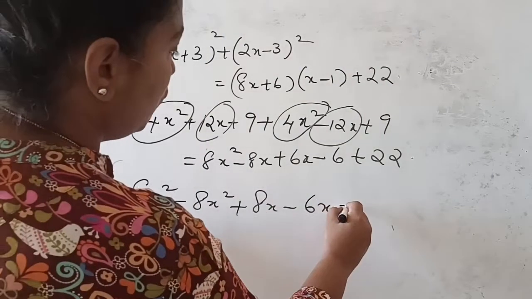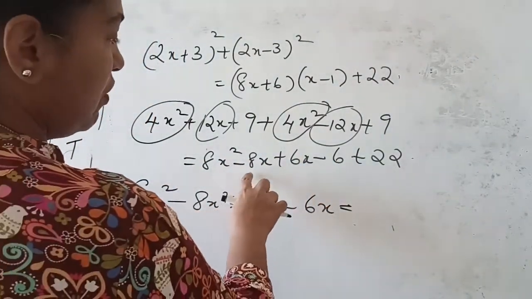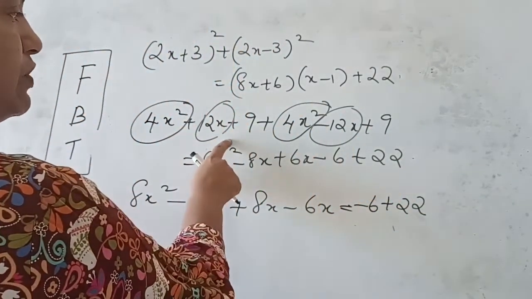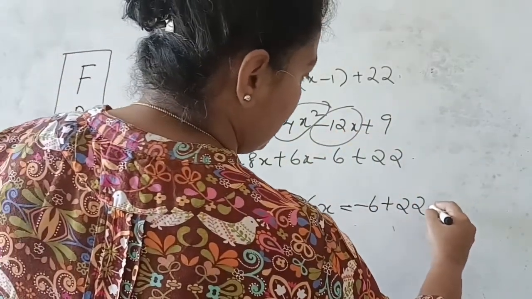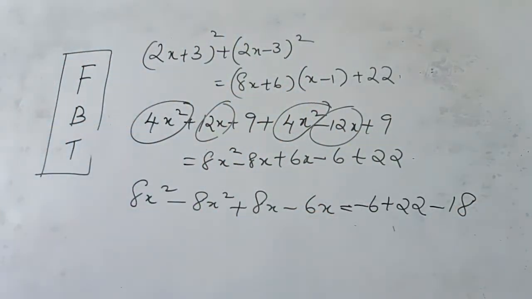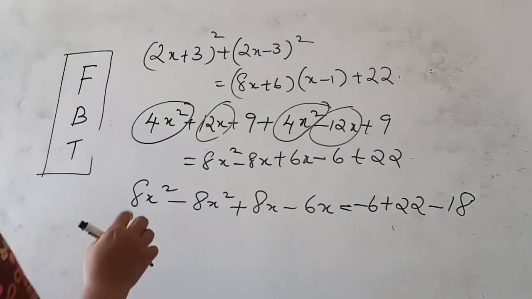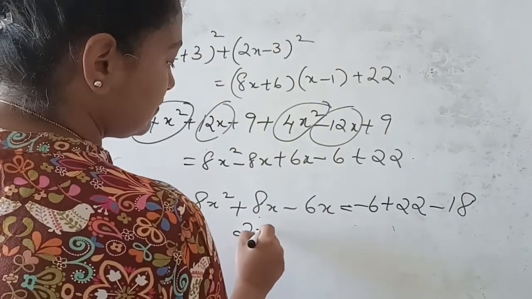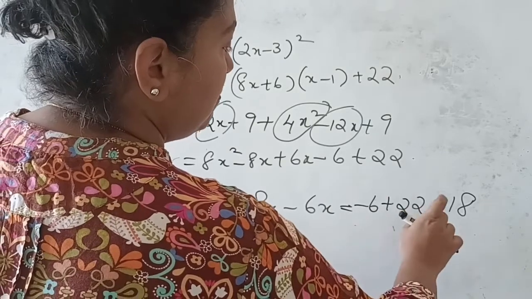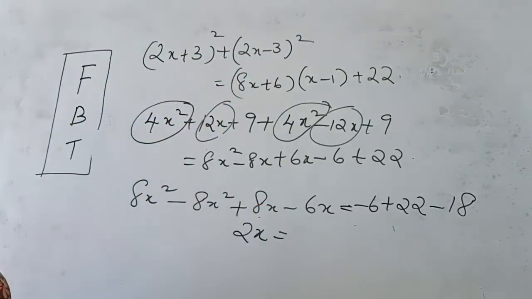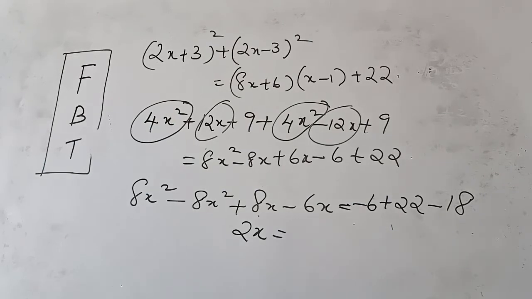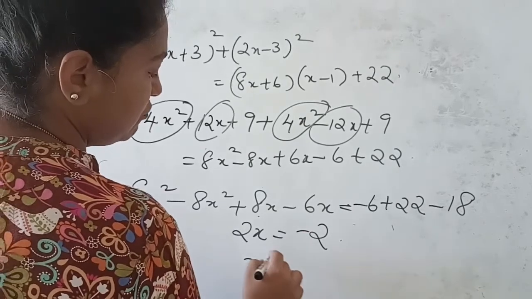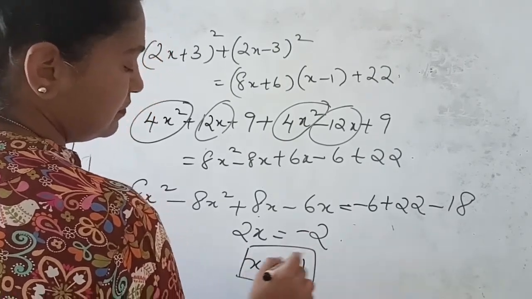What do I have on the RHS? I already have a minus 6 and a plus 22. I have to take a minus 9 and a minus 9, which is a minus 18 from the LHS. Okay. 8x square minus 8x square will get cancelled. 8x minus 6x is a 2x. Minus 6 plus 22 minus 18. So, what will I get? You will get on the RHS a minus 2. So my x value is minus 2 by 2, which is a minus 1.